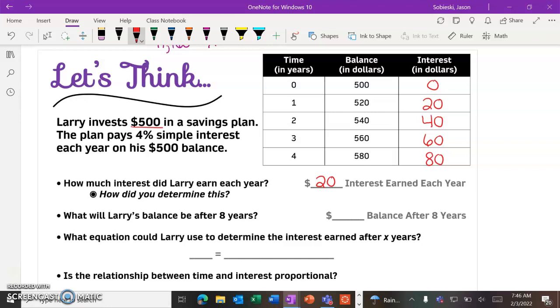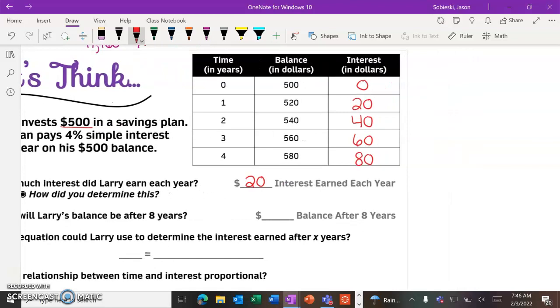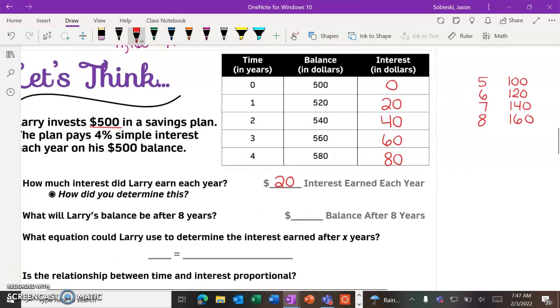Well, let's think, what would his balance have to be after, let's say, 8 years? We could sit here and just add rows onto our table. After 5 years, it would be $100. After 6 years, it would be 120. 7 years would be 140. And there we go. 8 years, he would have $160 earned. So this 160 is the extra money, the interest. That's what he would have earned so far on top of his $500 that he already had in there. So then he would have had a balance of 660.